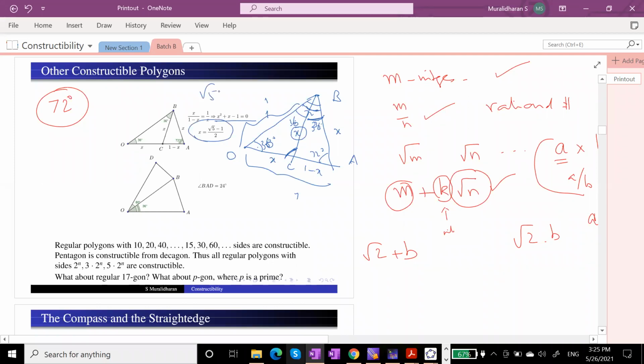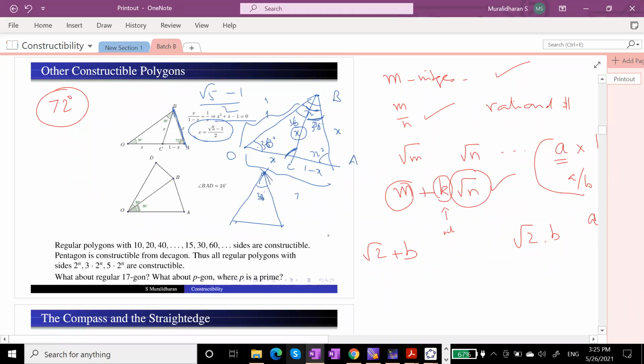Now we know root 5 is constructible. We know 1 is constructible. I can divide any line. So this length is constructible. So I construct that length and draw an arc of a unit radius circle at both the end points. Then that point will be equal to 36 degrees. So I have constructed 36 degrees.